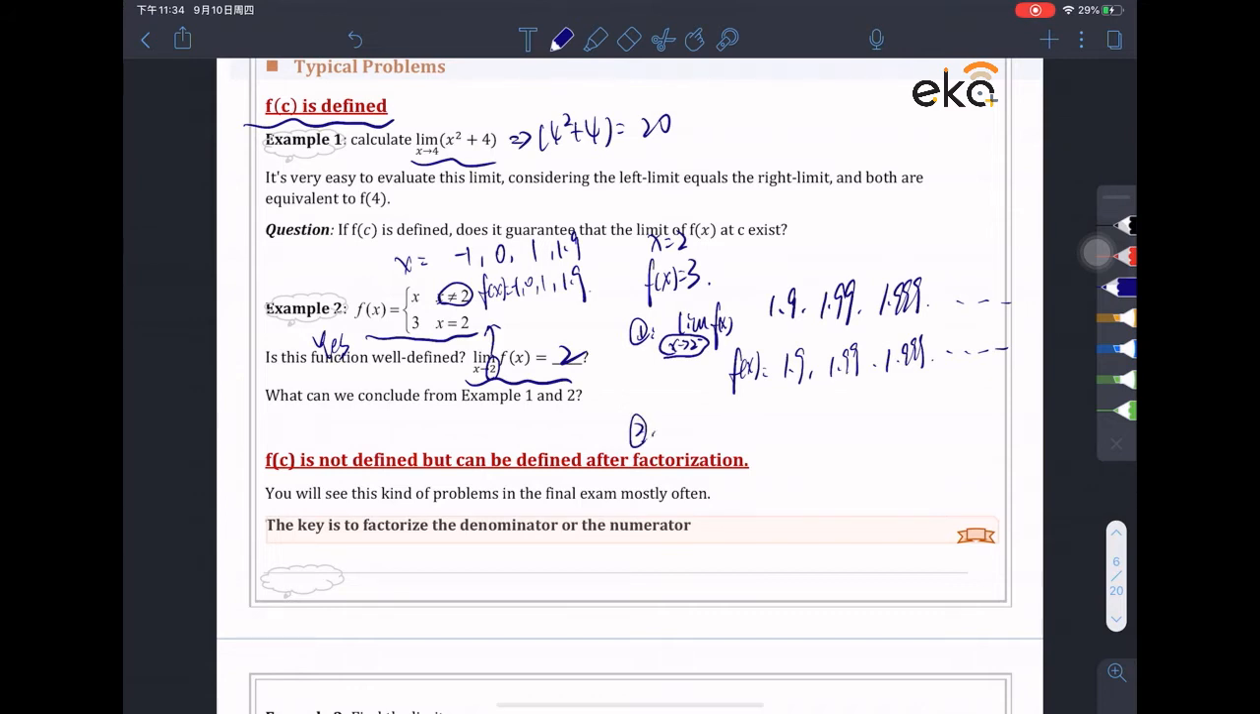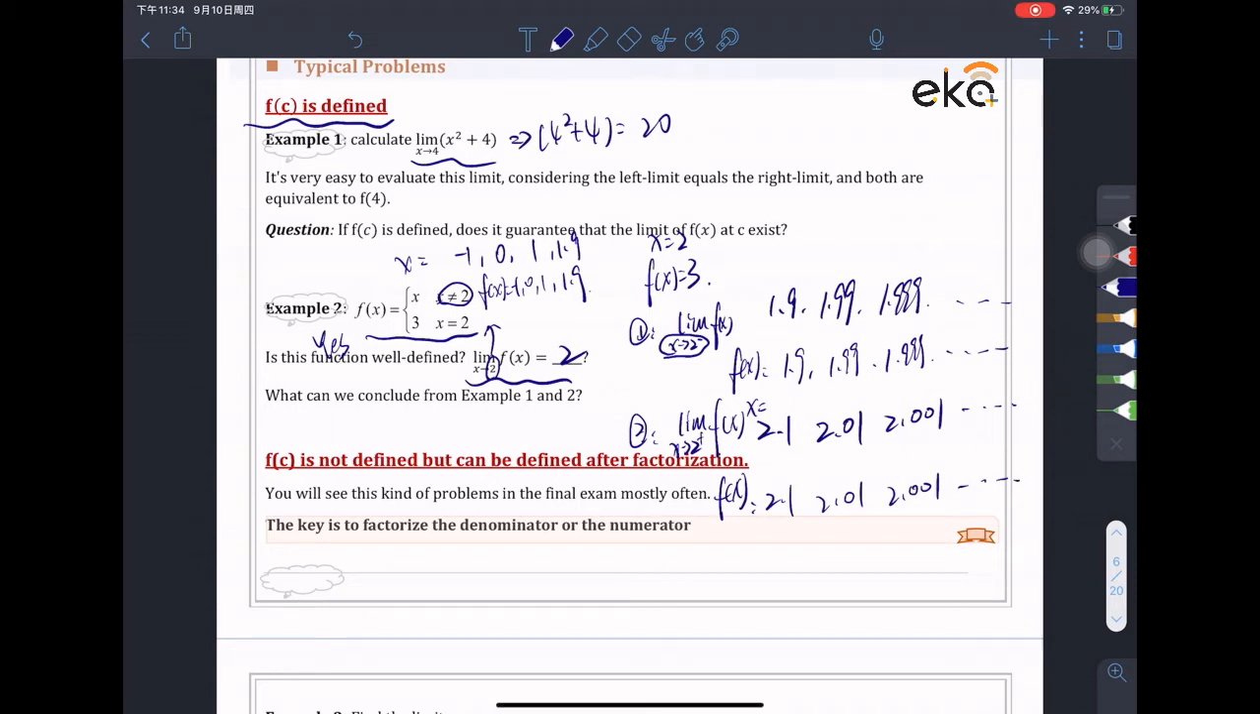Okay, let's talk about approaching this function from the right hand of 2. When we say we are approaching the function from the right hand, it means we are approaching from 2.1, 2.01, or 2.001, and so on. Therefore, the function value is approaching 2.1, 2.01, 2.001, and so on. Therefore, when we are approaching from the right hand, the value of the function is approaching 2.